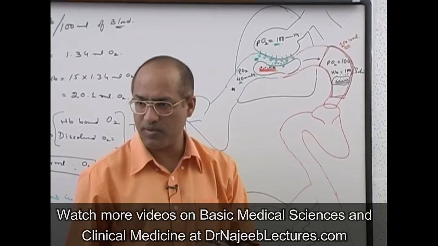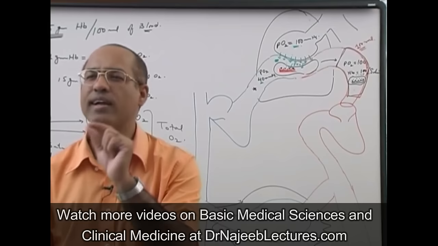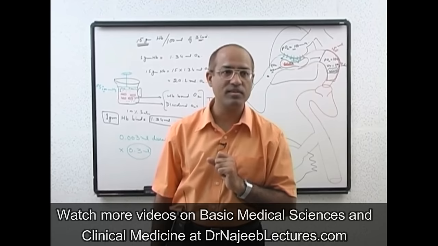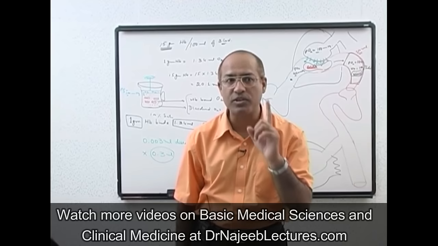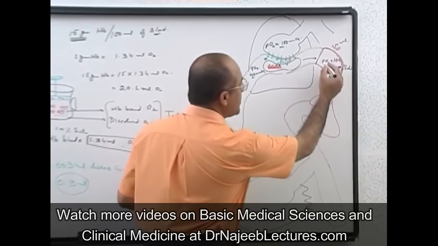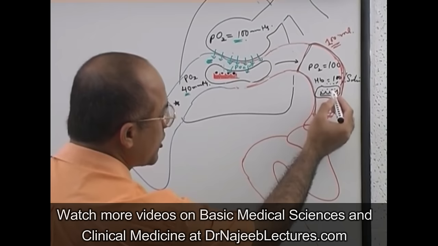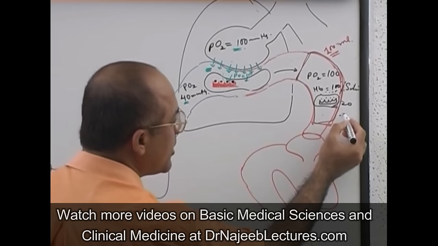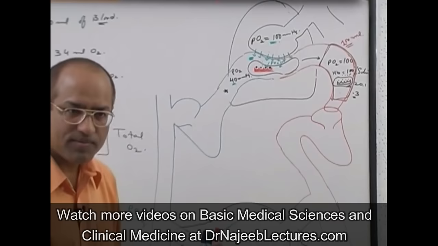But even though the dissolved form is only 0.3 ml, you should not underestimate its importance, because this small 0.3 ml is responsible for creating the partial pressure of oxygen in the plasma. Is that clear? Now, another thing. When blood is moving, listen carefully. How much oxygen have we loaded in the blood here? 20 ml with hemoglobin and 0.3 ml dissolved, about 20.4. Is this concept clear to everyone?